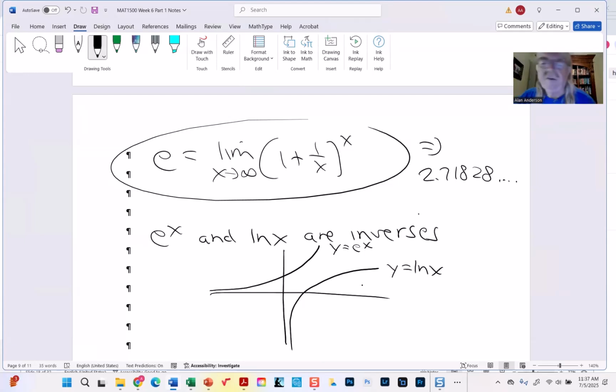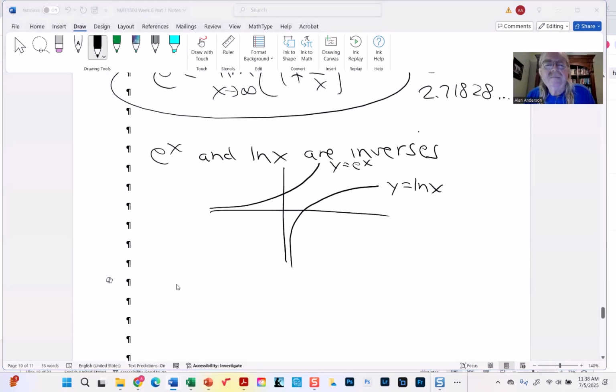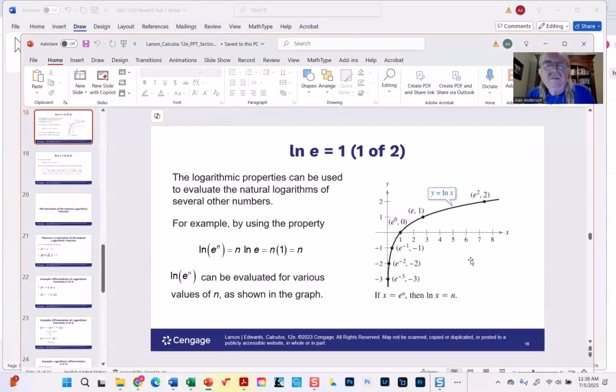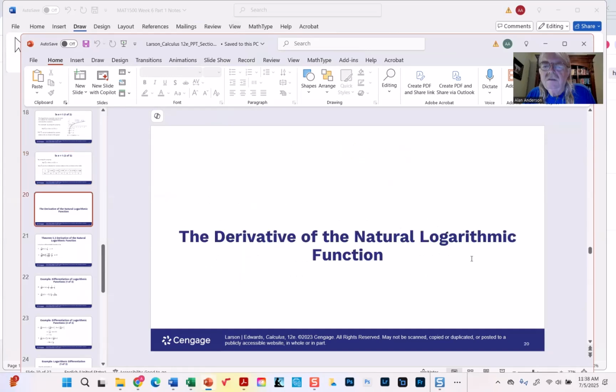All right, it's not perfect, but I hope you get the idea here. They are inverses of each other. And so here's log of x again. Anyway, this is what we were building up to.